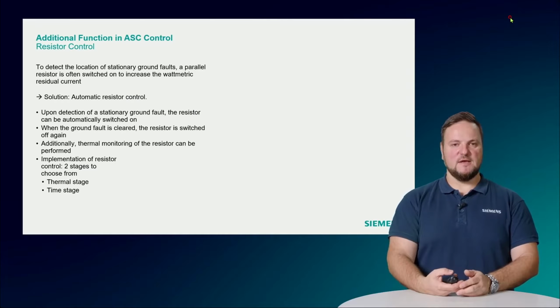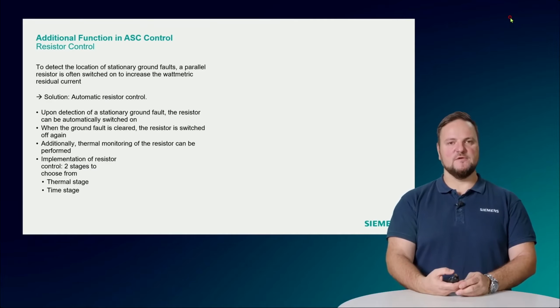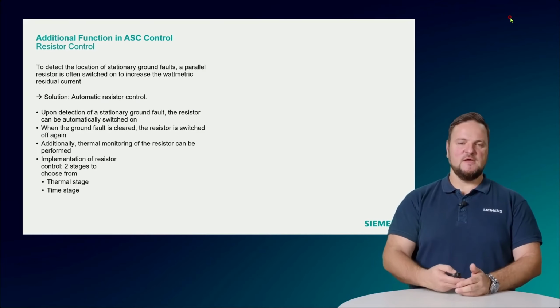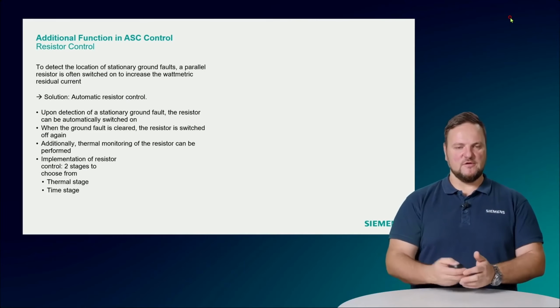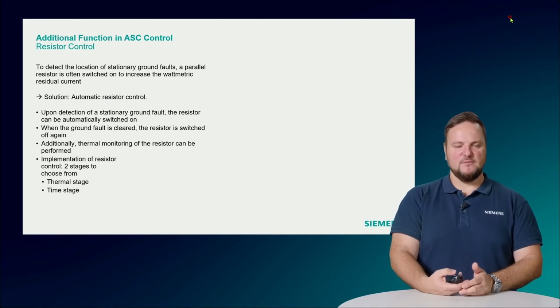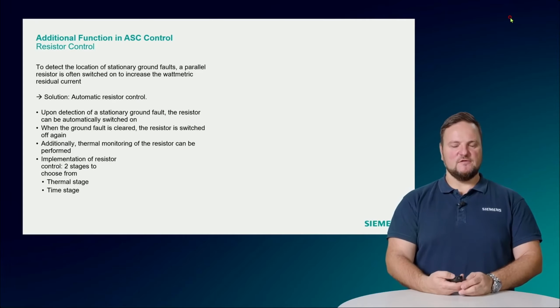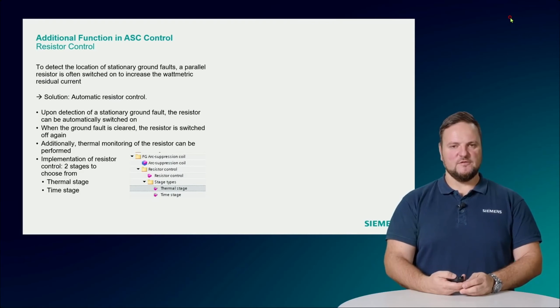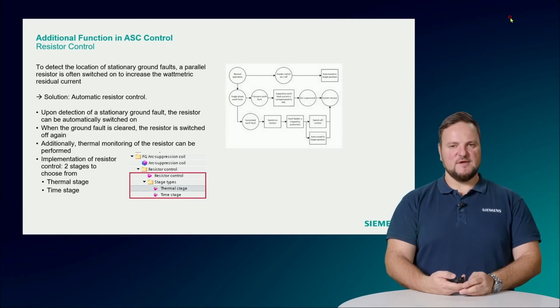So that means you can add this function additionally to your arc suppression coil control, and then you have the possibility to supervise the resistor, because usually the resistor is heating up during that time because you increase the current. The current is also then flowing over the resistor and heating up the resistor, and therefore you have two stages to monitor the resistor. One stage is a time-dependent stage, and the other is a thermal stage of the function. So in a library, you can easily select what you want. You can add it to your system or to your project here, and then you can supervise the resistor.